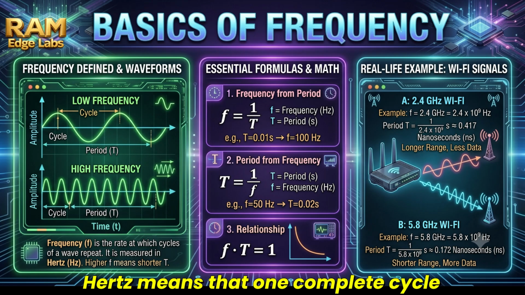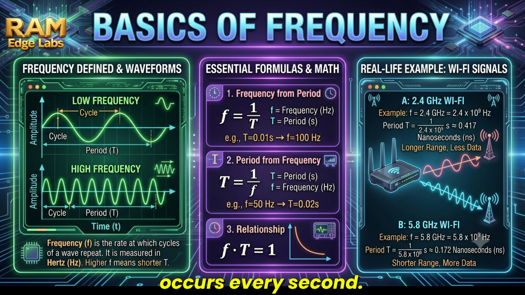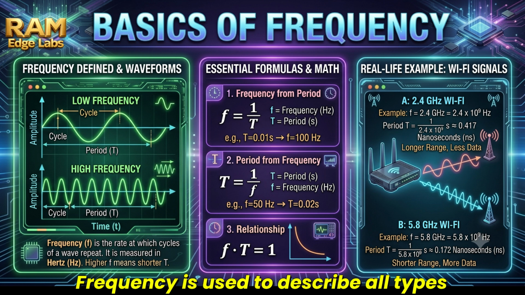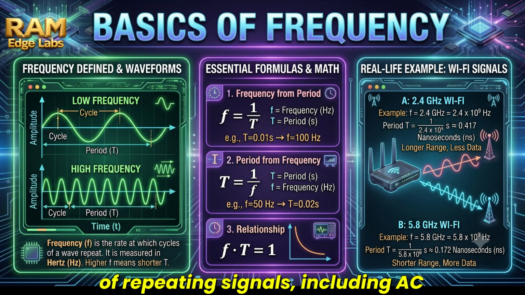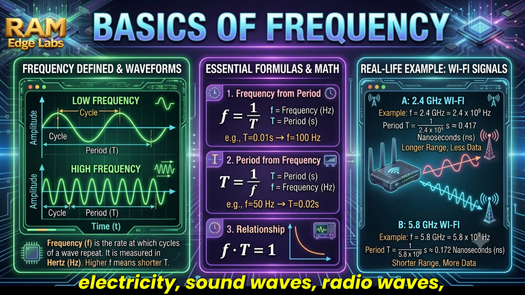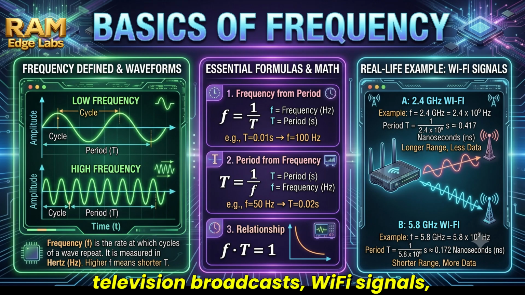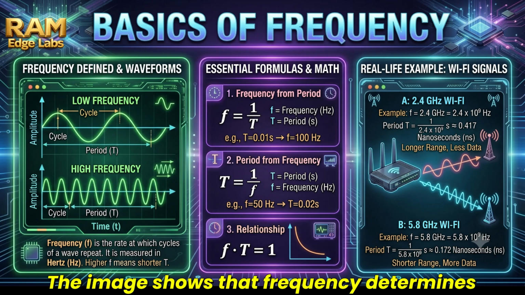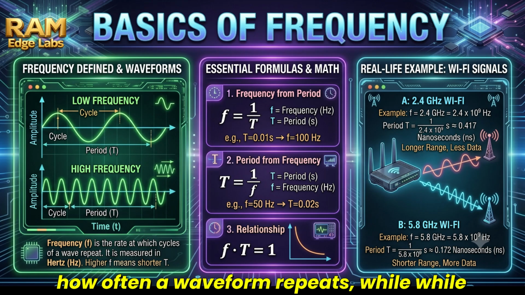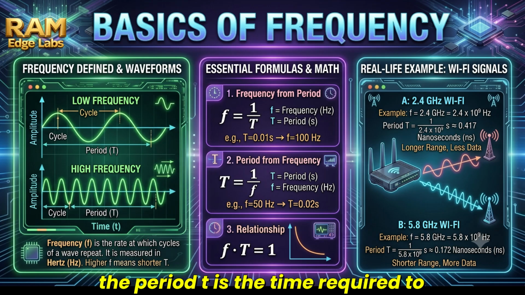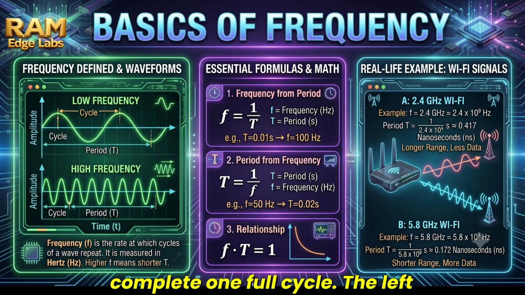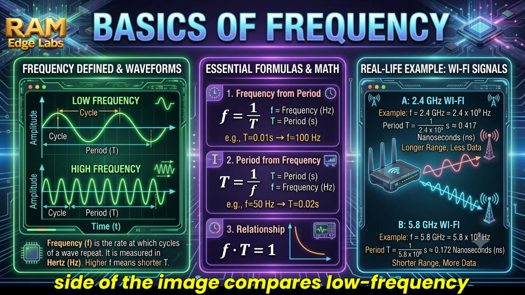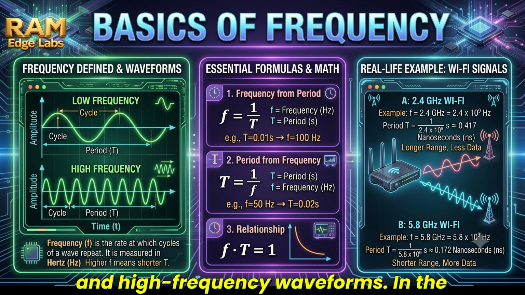1 Hertz means that one complete cycle occurs every second. Frequency is used to describe all types of repeating signals, including AC electricity, sound waves, radio waves, television broadcasts, Wi-Fi signals, and mobile communication networks. The image shows that frequency determines how often a waveform repeats, while the period, T, is the time required to complete one full cycle. The left side of the image compares low-frequency and high-frequency waveforms.